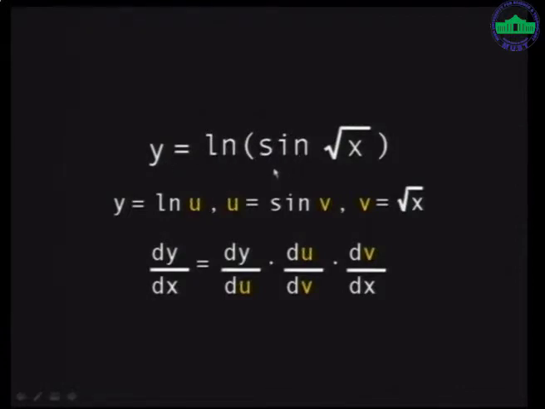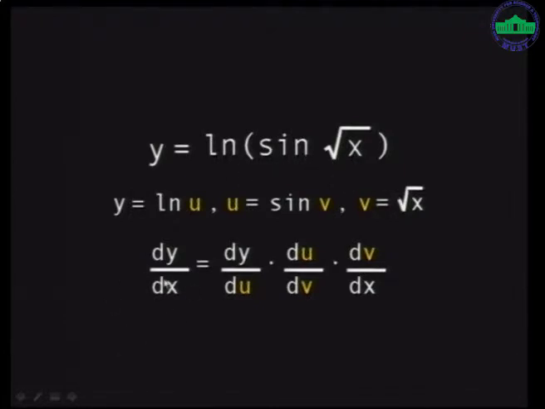Now, to see how calculus works, you have a composite function, because you have a logarithm, a sine, and a square root of x, and you want to differentiate y with respect to x. So you set square root of x equal to v, and sine v becomes equal to u, and then the whole thing inside the ln is equal to y. So y is a function of u, ln u, where u is equal to sine v, where v is equal to square root of x.